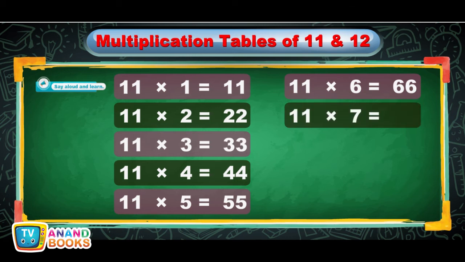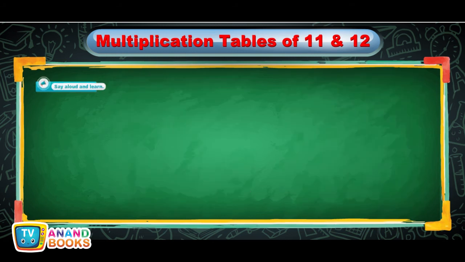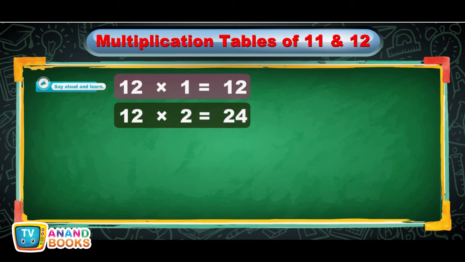11 sixes are 66. 11 sevens are 77. 11 eights are 88. 11 nines are 99. 11 tens are 110. Say aloud and learn. 12 ones are 12. 12 twos are 24. 12 threes are 36.